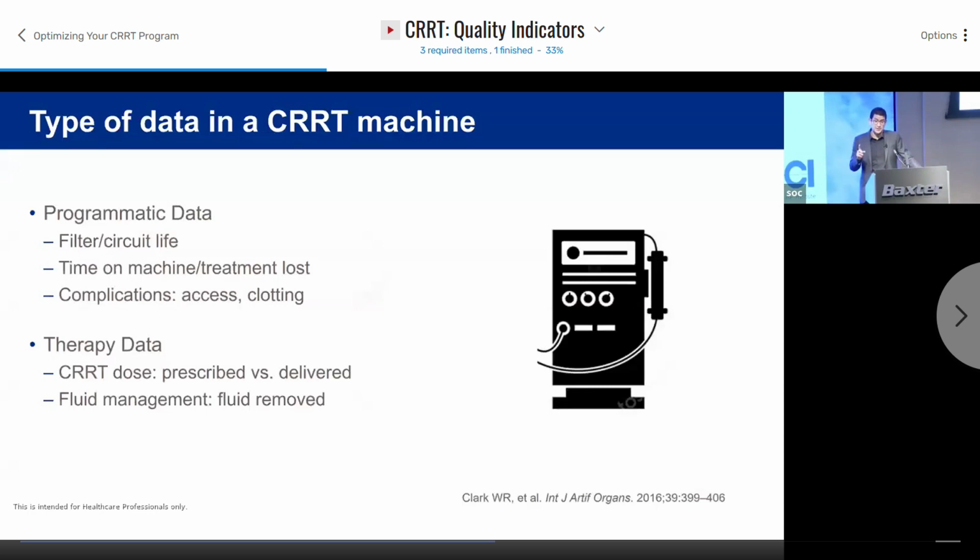Now, we discussed yesterday the fluid balance gap. The machine only collects fluid removal per hour and in an aggregated period of time, but it doesn't know what your prescription was. That's why the link between the machine data and the EHR is very relevant to understand your gap in fluid management.